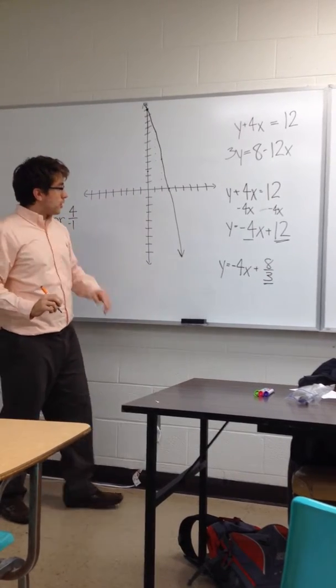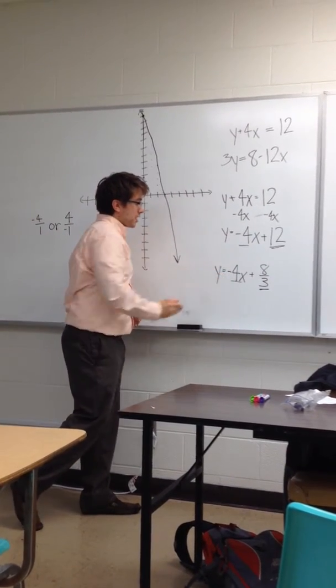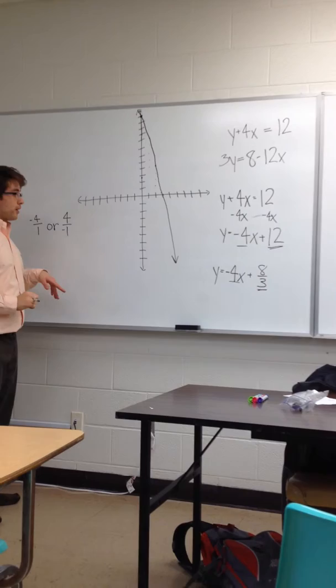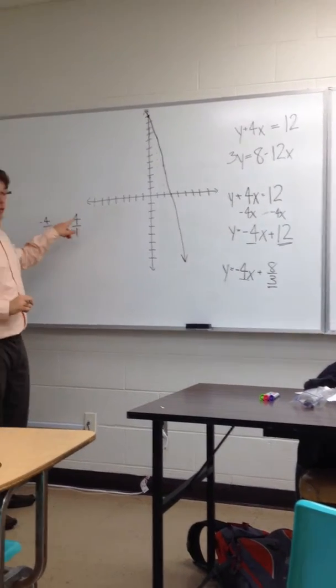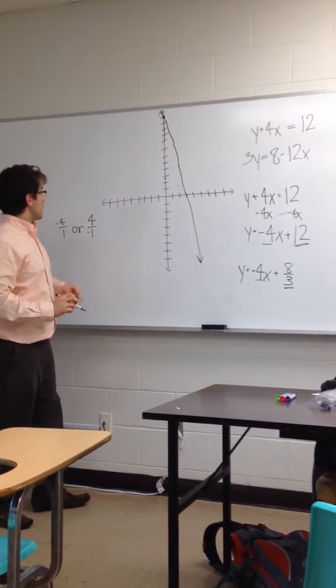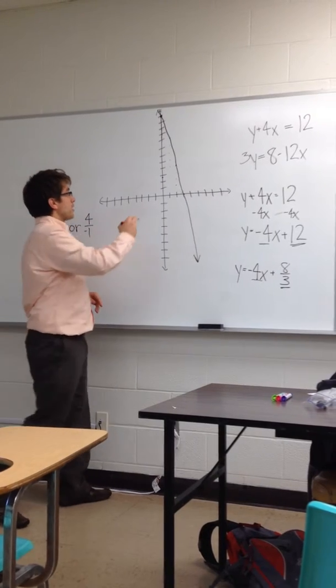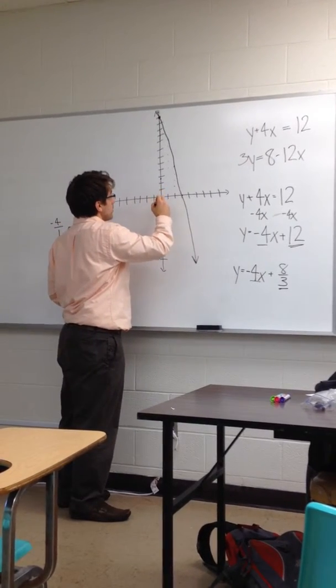And then for my slope, kind of the same process here. It's going to be negative 4 over 1, or 4 over negative 1. And so we'll go down 4 and to the right 1 again. 1, 2, 3, 4.